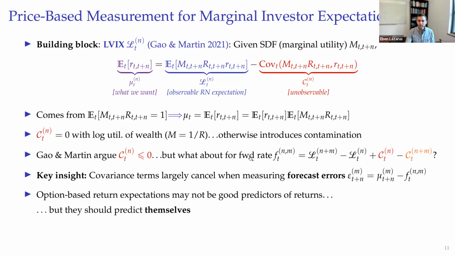We may not be able to measure forward rates particularly well by themselves, or spot rates particularly well by themselves, but forecast errors, we are going to be able to measure somewhat better. So the argument is effectively that the option-based return expectation proxy measured using the LVIX may not be an unbiased predictor of returns or tell us in an unbiased fashion what spot return expectations are at different horizons. But the option-based return expectation should predict itself in the sense that the forecast error is to first order a forecast error in physical expected log returns.